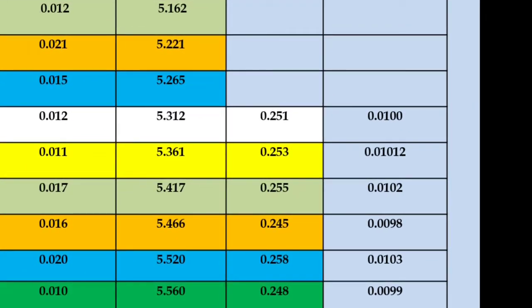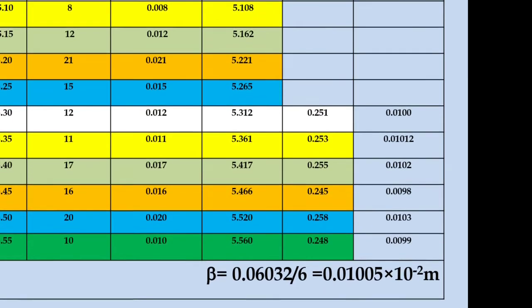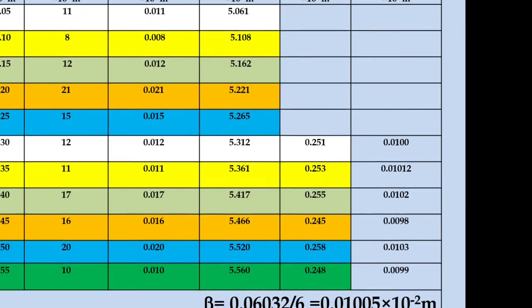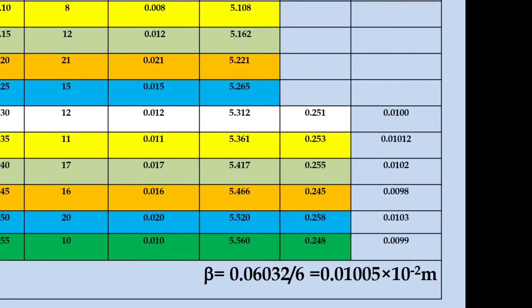Okay, so I have found the width for 25 fringes. So to get the bandwidth, I am dividing my resultant by 25. If I divide 0.251 by 25, I will get 0.0110. 0.253 divided by 25 will give 0.01012. See, from my last table I could see my bandwidth beta remains constant.